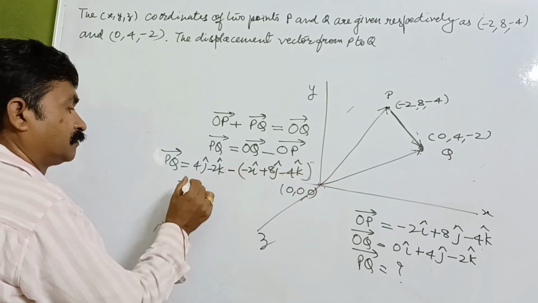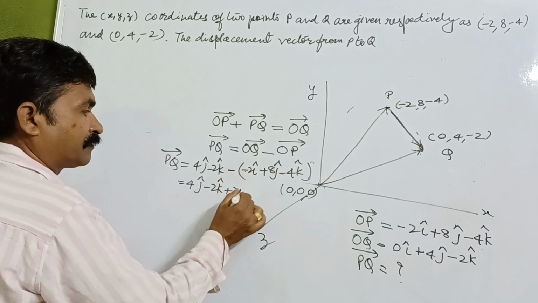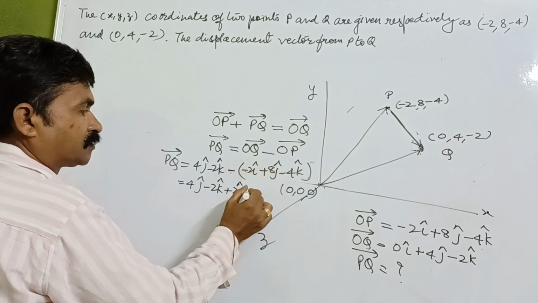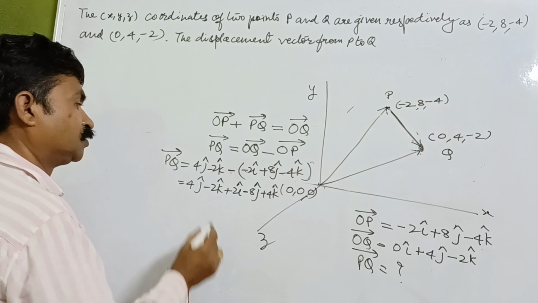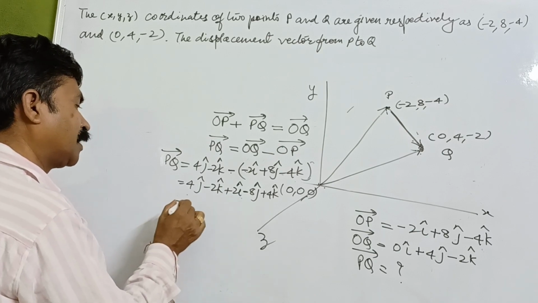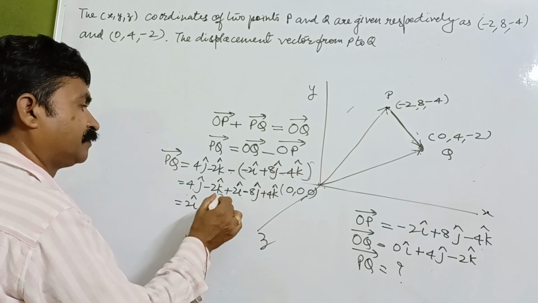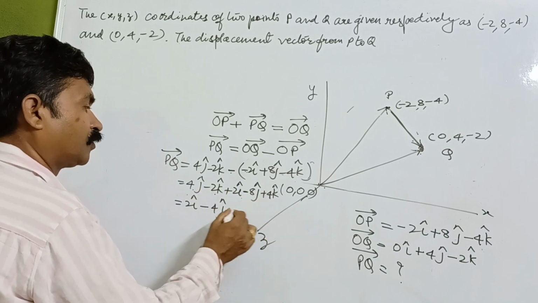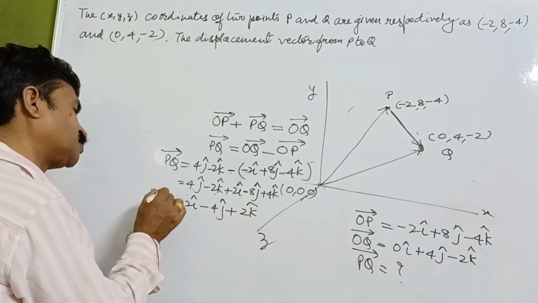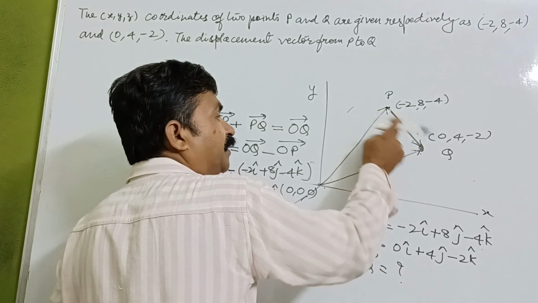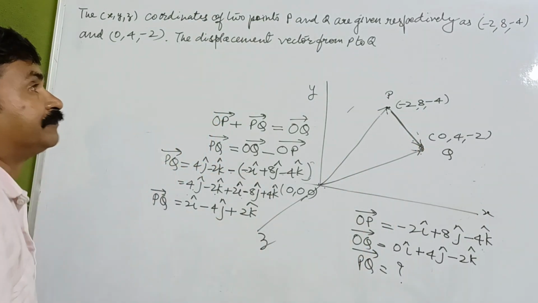If you simplify it, with this plus 2i cap, it is minus 8j cap and plus 4k cap. So we have 2i cap; 4 minus 8 is minus 4j cap; minus 2 plus 4 is 2k cap. So finally we have got the displacement vector from P to Q: 2i cap minus 4j cap plus 2k cap.